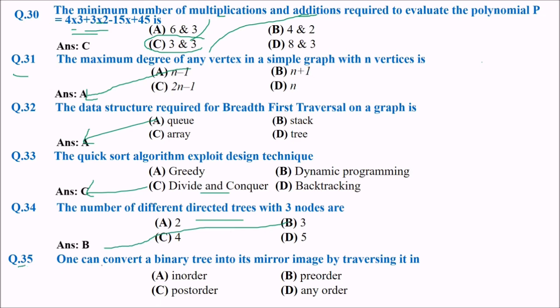Next is, one can convert a binary tree into its mirror image by traversing it in which order? You have a binary tree with a left subtree, right subtree, and other left and right nodes. Now you want to convert the binary tree into a mirror image. How are you going to do it? Just by traversing it. You can use post order, and you will make this binary tree into its mirror image.